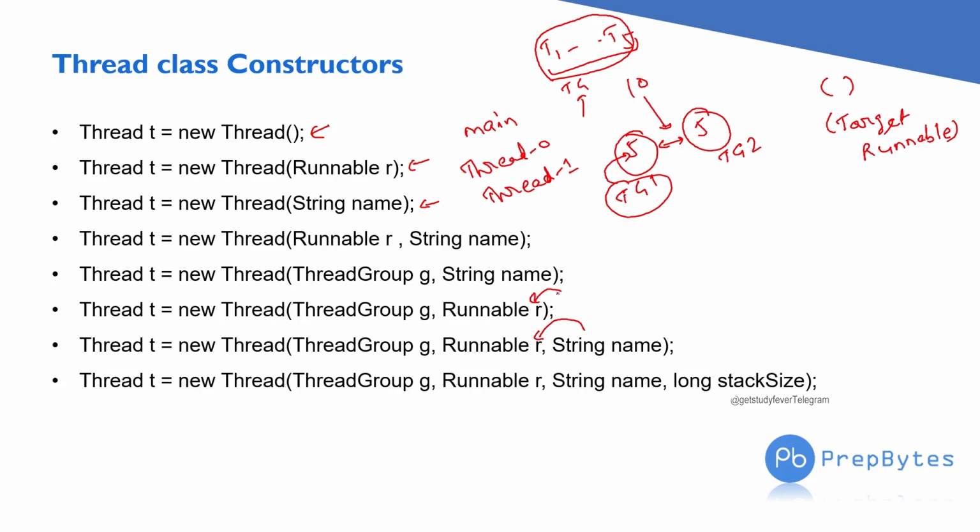Then what is stack size? Here the difference is stack size. Whenever a new thread is created, a stack is created for it. So if you want, you can define your own stack size. So these are the constructors, and we will use each of these constructors now.